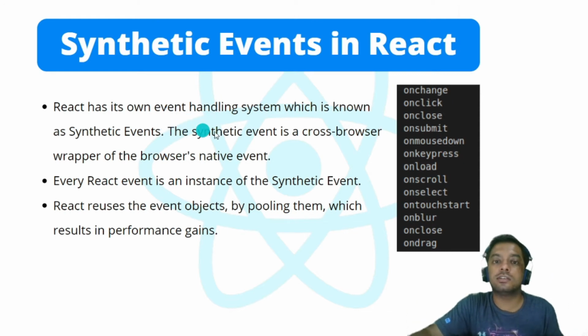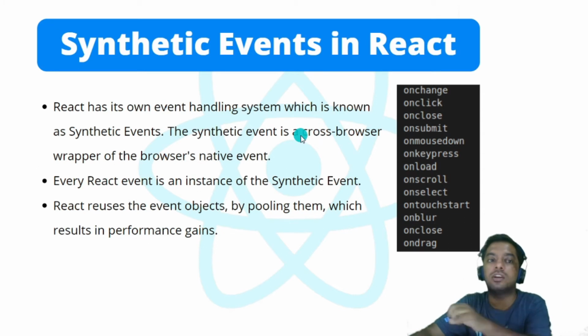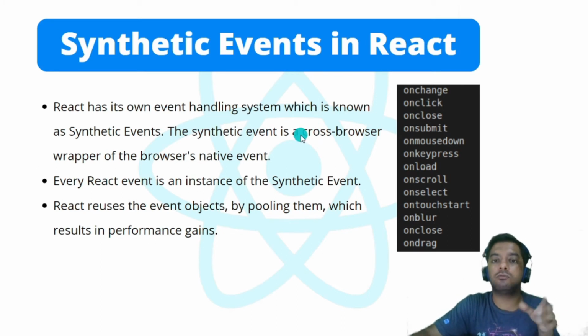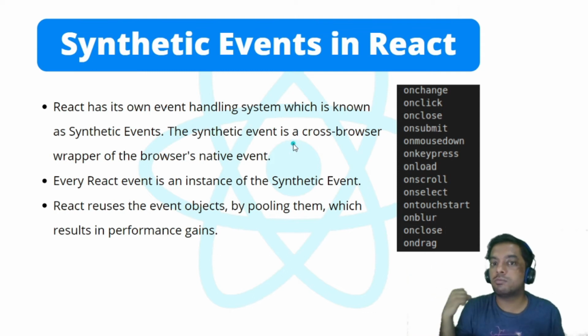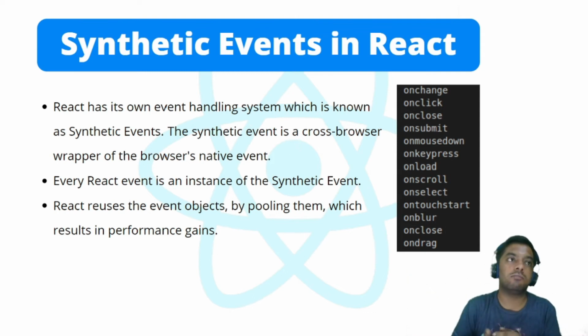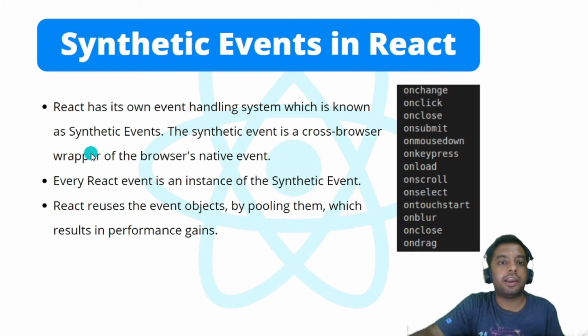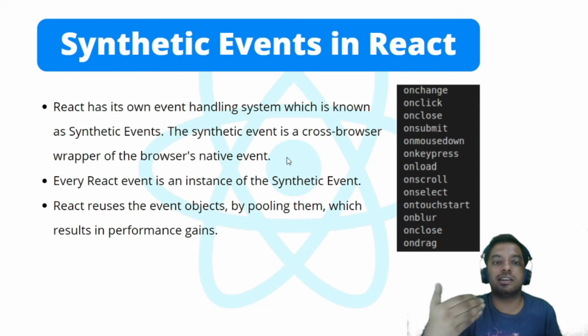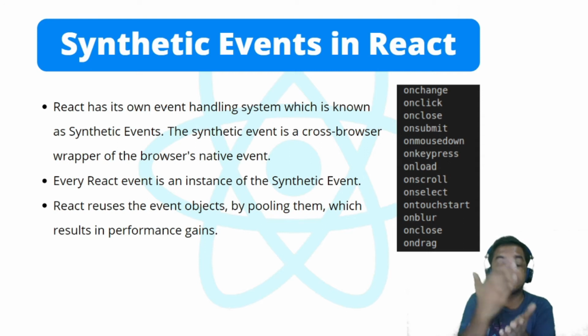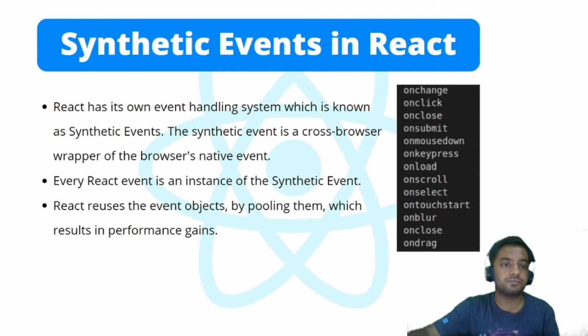So this is what it says. The synthetic event is a cross-browser wrapper. These three words are very important from an interview perspective: cross-browser wrapper. It works on different browsers, so cross-browser. Wrapper, because it's the wrapper of the native browser event. Okay. Every React event is an instance of synthetic event. Any event that you are creating inside React is an instance of that synthetic event only. Yeah. React reuses the event objects by pooling them, which results in performance gains.